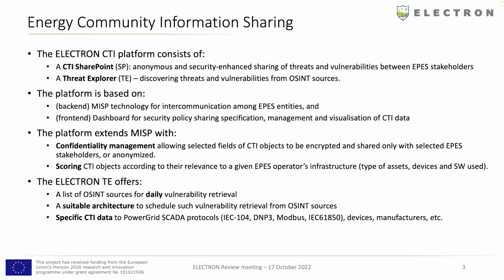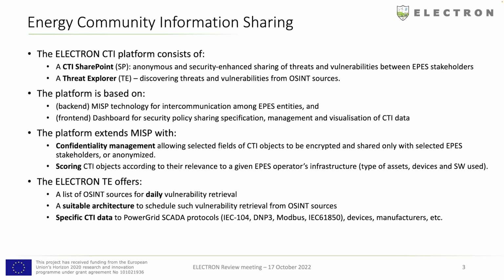Another component relevant for our approach in Electron is the Threat Explorer. So what we need here, as a requirement, is to extract vulnerabilities from public open source intelligence resources on a regular basis. We need that information on our platform on a regular basis, and need to offer anonymization and security-enhanced sharing with other stakeholders. So these are the key characteristics, let's say, in requirements.